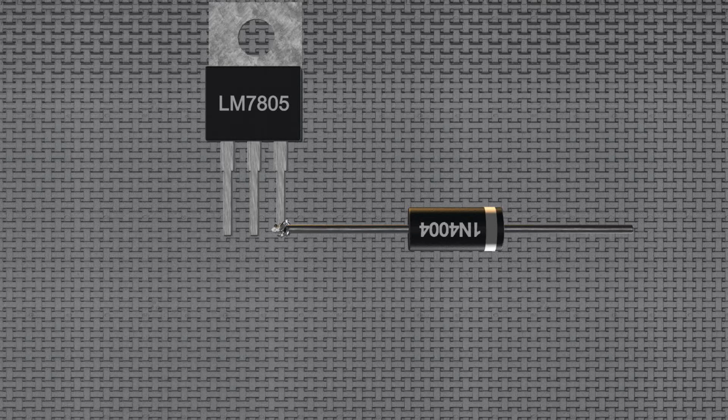Now it's a relatively simple matter of applying your input voltage from your power supply, plus to the input pin, and negative to the ground under the voltage regulator.